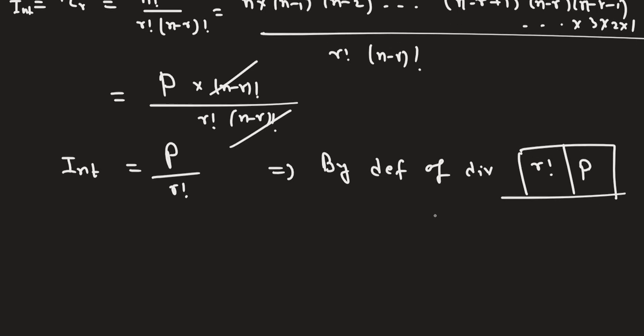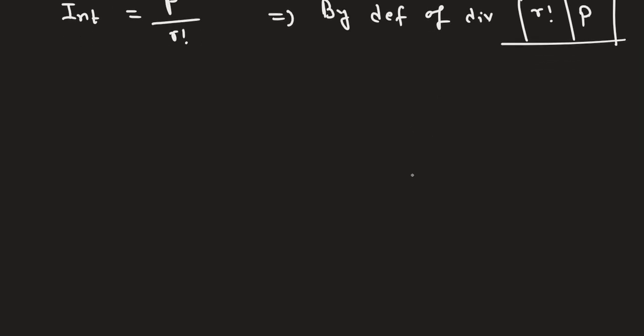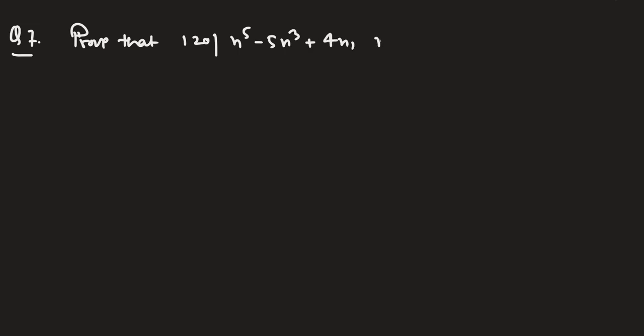Okay, now we are going to solve a few questions on the basis of this. Question number 7: prove that 120 divides this expression, n^5 - 5n^3 + 4n, where n is greater than or equal to 1.